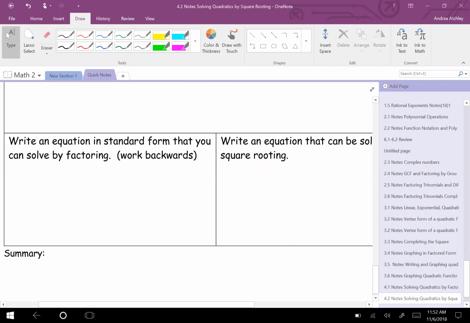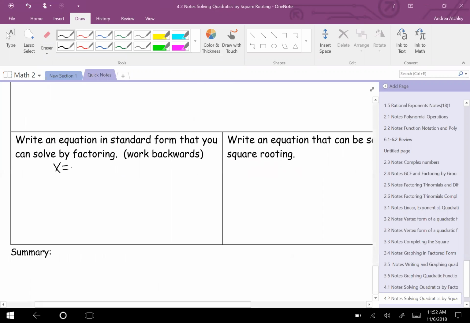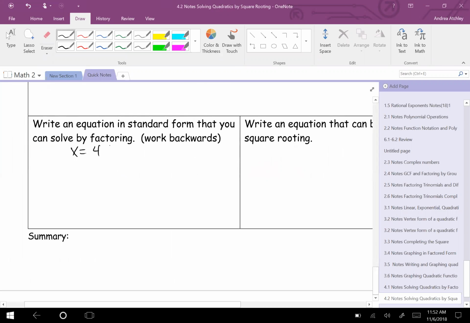Okay, did we get write an equation in standard form? Okay, Scarlett, what did you get for an equation? Okay, so give me, what do you want the answers to be? X is going to equal what? And 6, okay. So she said she wants her answers to be 4 and 6.